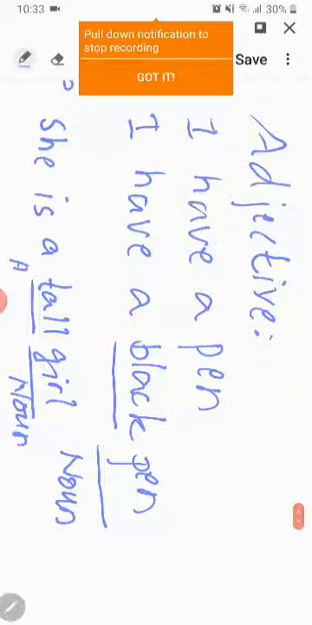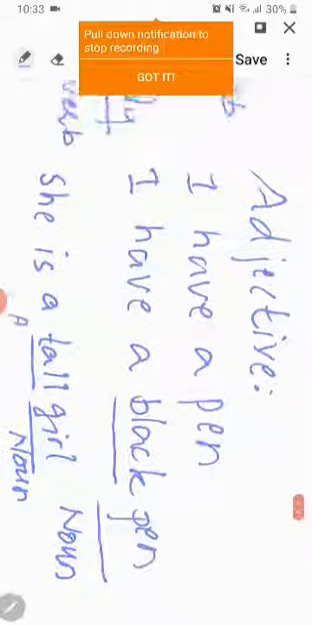Today we have discussed how many parts of speech? The very first part of speech is?